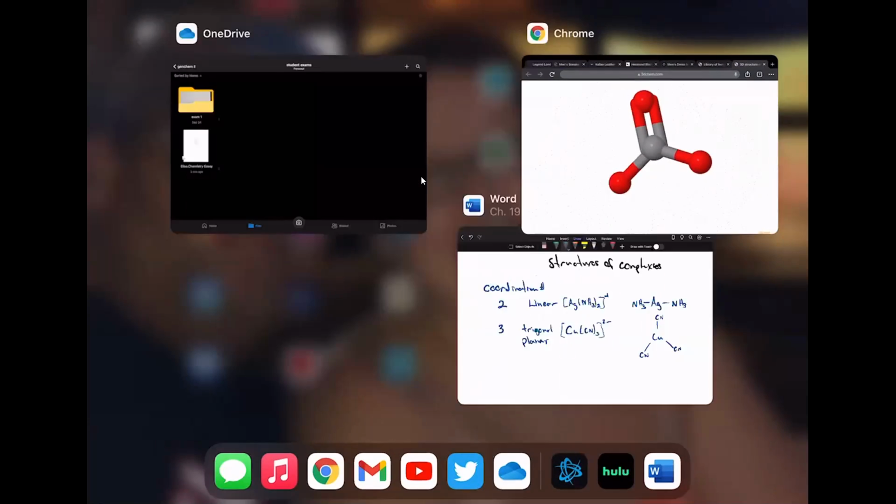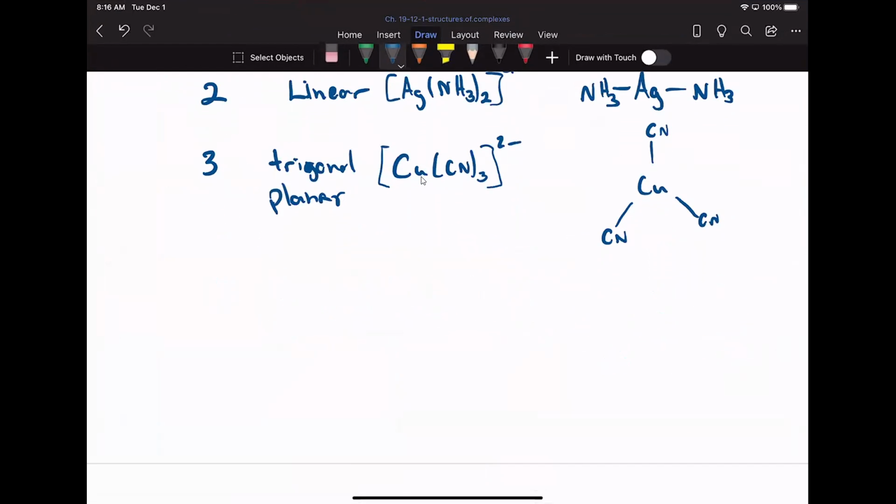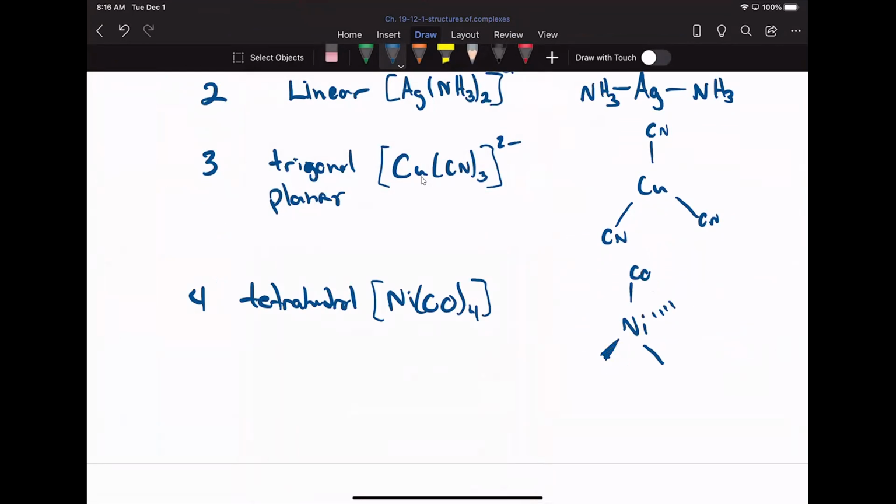And let's see here. Something with a coordination number of 4. So something with a coordination number 4 is going to end up being tetrahedral. Let's see, how about nickel oxide all around? All right, something that's tetrahedral here.